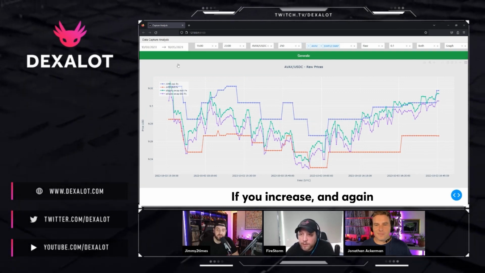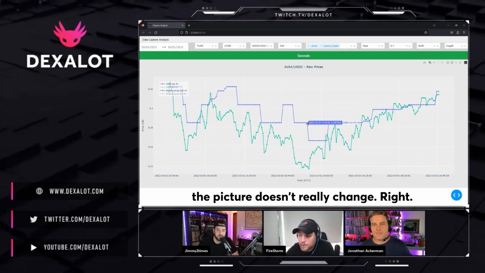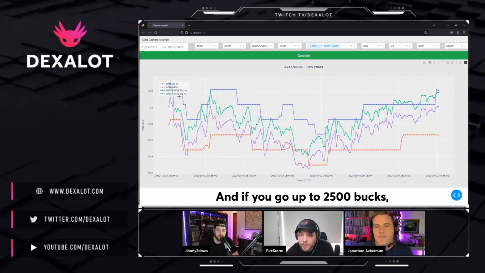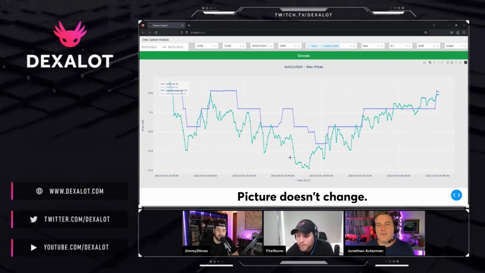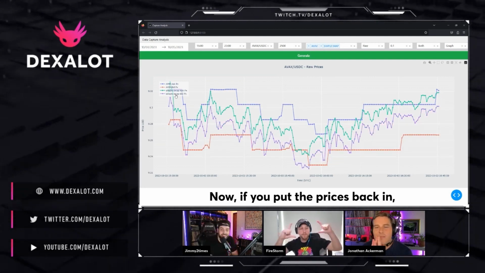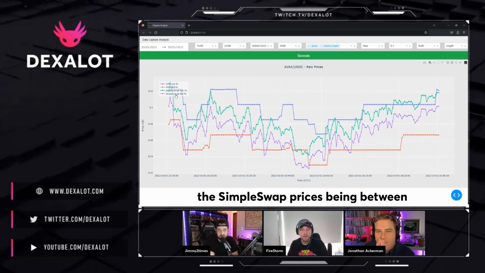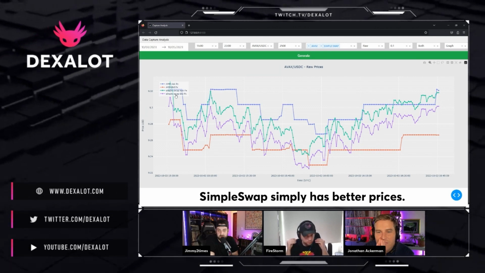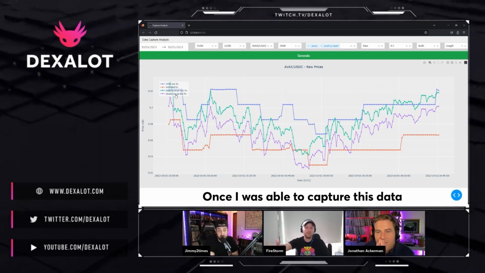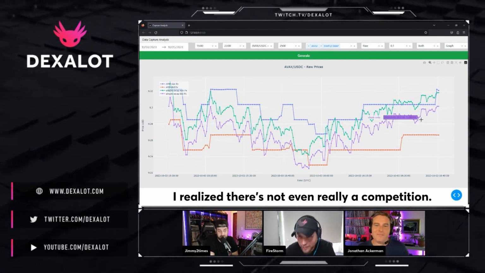If you increase, and again, I'm going to get rid of the bid, the picture doesn't really change, right? And if you go up to $2,500, again, get rid of the bid. Wow. Picture doesn't change. Now, if you put the prices back in, the SimpleSwap prices being between the AMM prices means SimpleSwap simply has better prices. Once I was able to capture this data and see it, I realized this is not even really the competition.